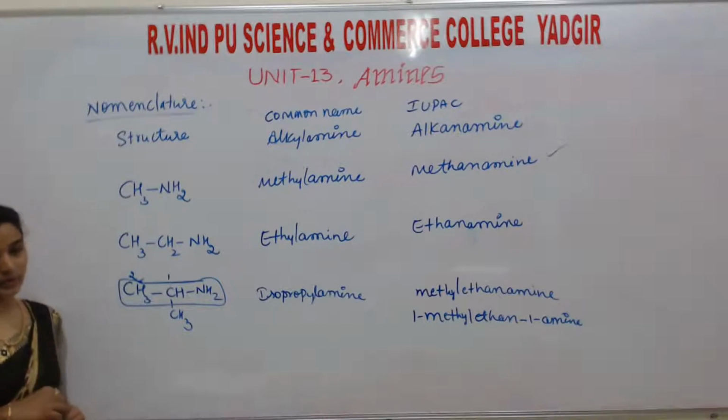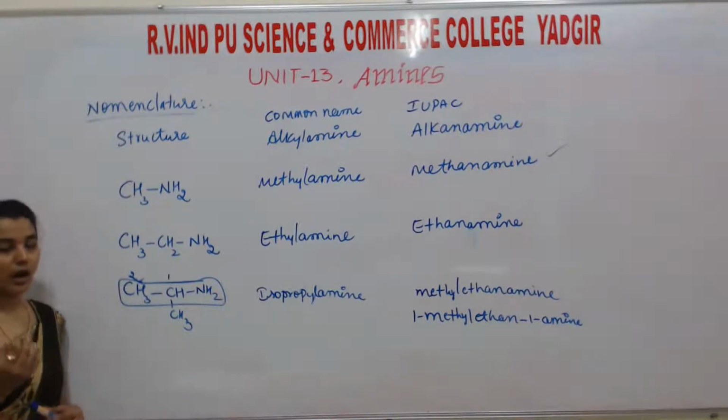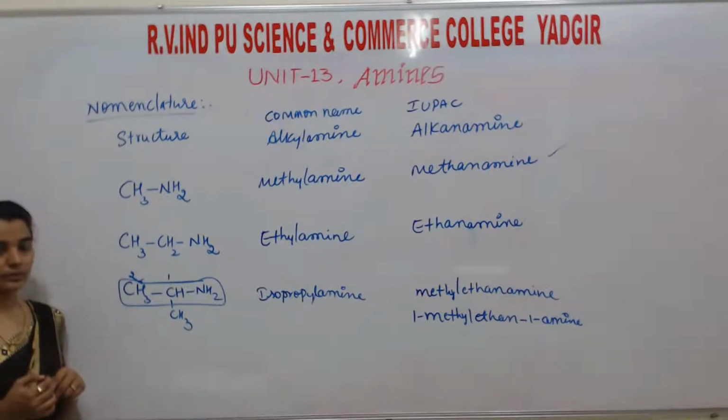Understand? That 1 represents what? The position of the amine and the R group present in the compound. Understand? Next one.